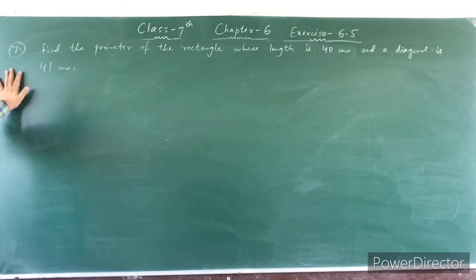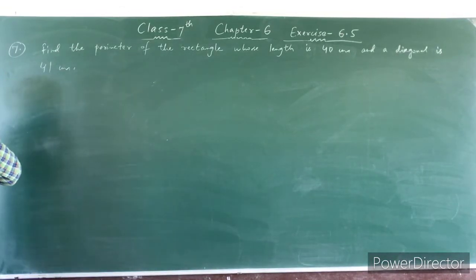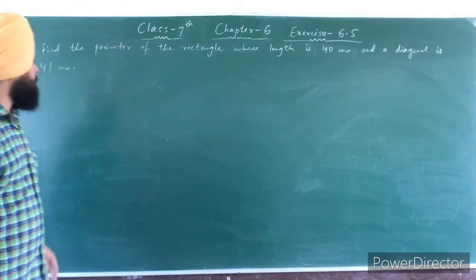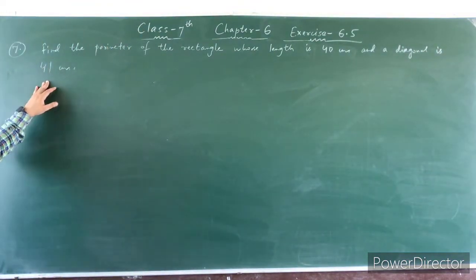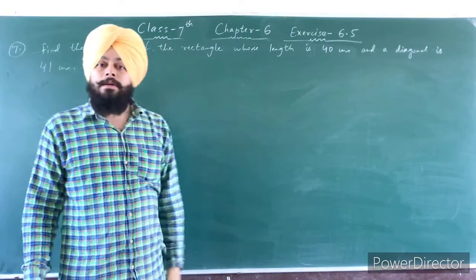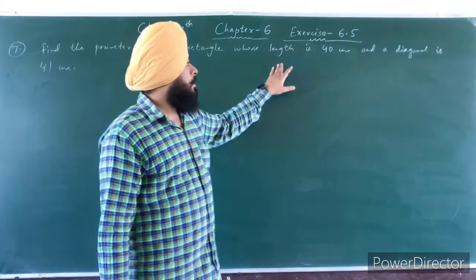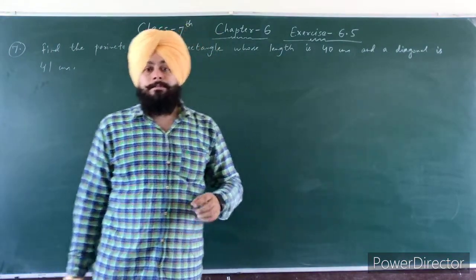Next, this is example number 7. Find the perimeter of the rectangle whose length is 40 cm and diagonal is 41 cm. So what is the perimeter of a rectangle? It is 2 multiplied by length plus breadth. Here the length is already given, but we have to find its breadth.